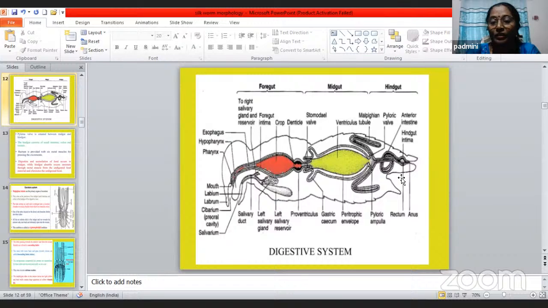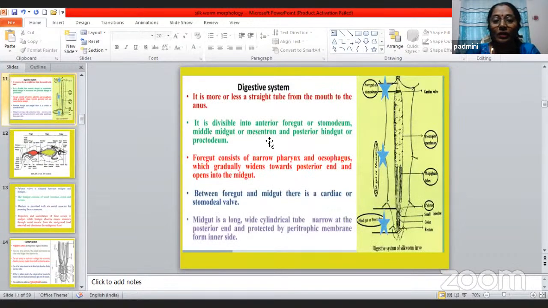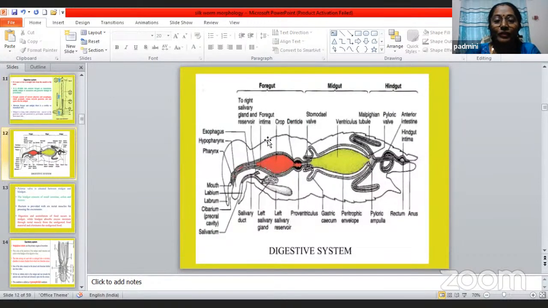The intestine opens into the rectum over there. So this is the rectum, and then it opens into the anus. So this is the digestive system, a straight tube, which is what we're going to talk about in the silkworm over there.